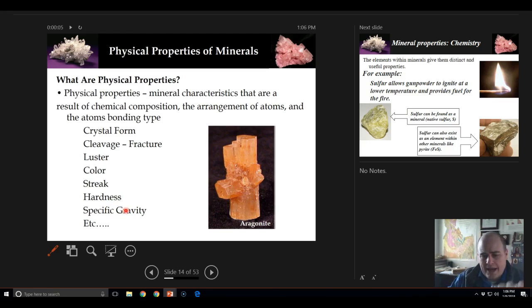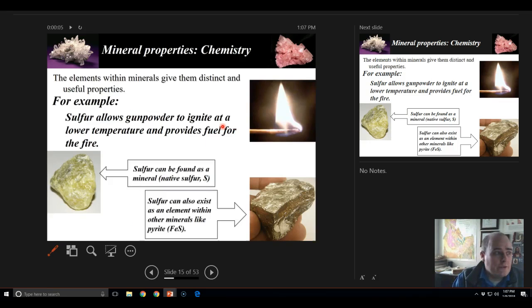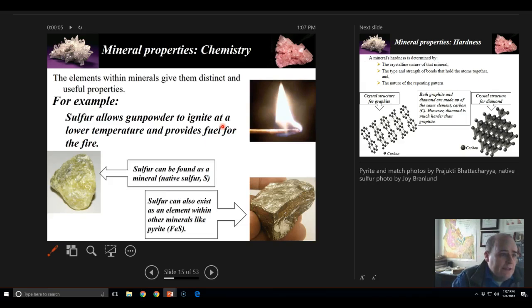Specific gravity is how heavy it is or how dense it is. Something could be heavier than another one, and that's your specific gravity. I'm going to give you some examples of these and how this actually works in our use of materials. So, for example, these are some examples of sulfur. Sulfur is a native mineral, and it's just sulfur.